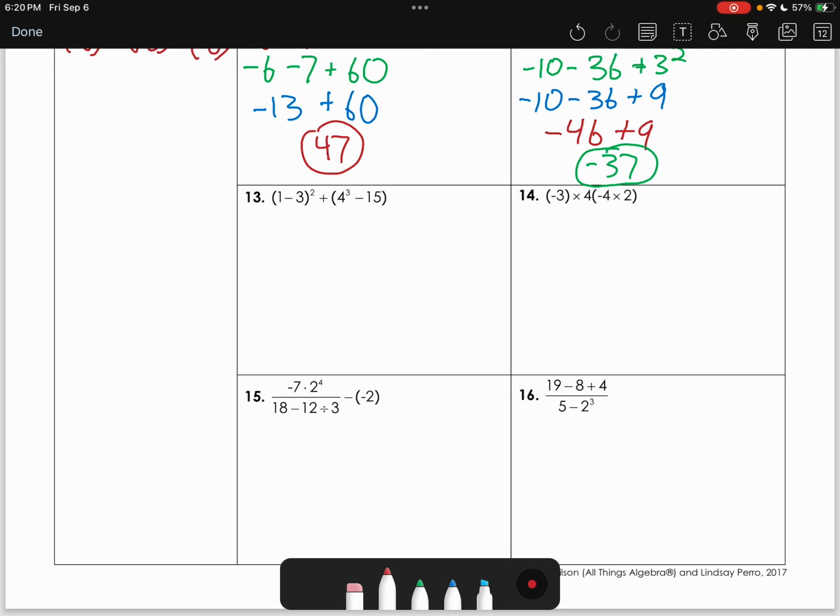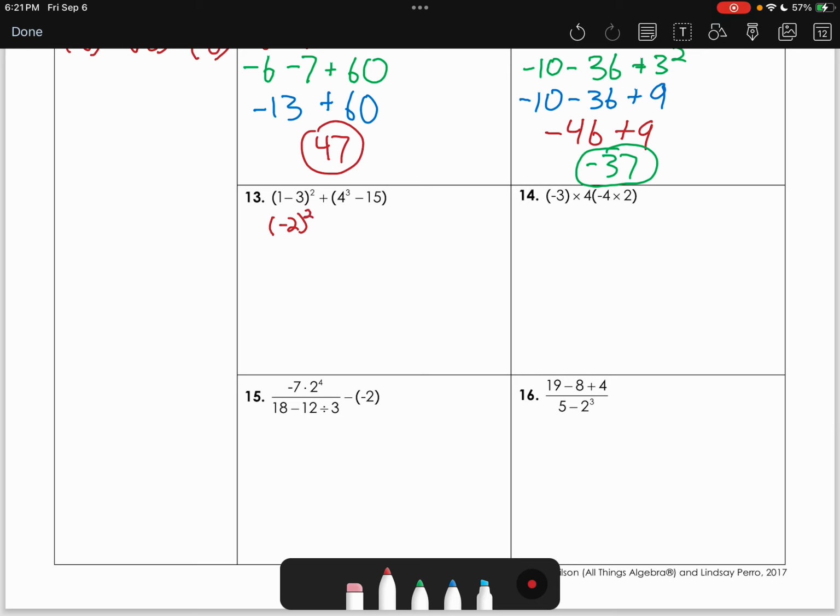Number 13, 1 minus 3 to the power of 2 plus 4 to the power of 3 minus 15. And there's two different sets of parentheses there. So we're going to work from left to right as we go. We're going to work within the parentheses first. So we have 1. Oh, hang on. I messed up a little there. Let's try that again. So we have 1 minus 3. And we'll keep the parentheses for right now. 1 minus 3 will get us to a negative 2.